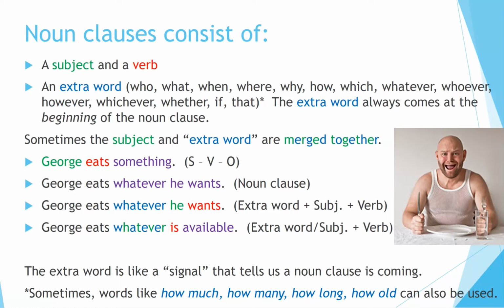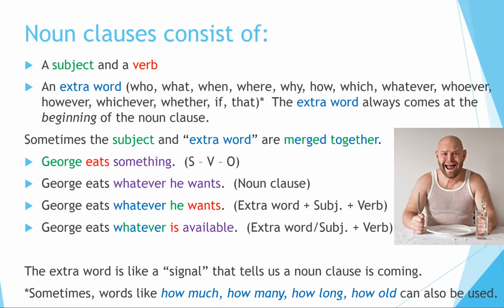For example, George eats something. Something is the object. George eats whatever he wants. Whatever he wants is a group of words that functions as the object of what George eats. This is called a noun clause. Now let's break it down into the three parts. George eats whatever he wants. Whatever is the extra word. He is the subject. Wants is the verb.